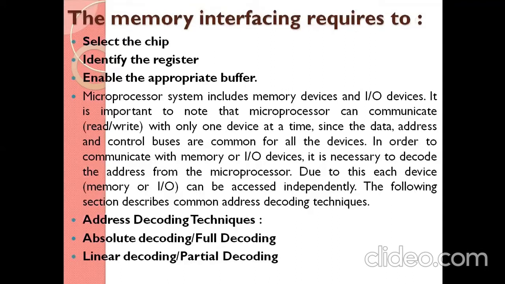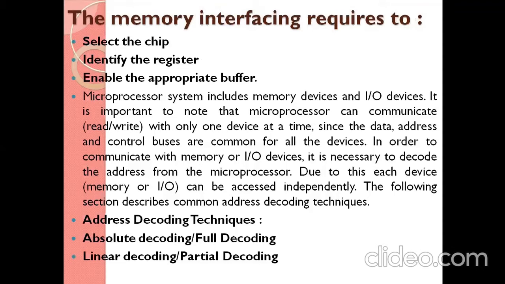Memory interfacing requires, first, to select the chip. Second, to identify the registers. Third, to enable the appropriate buffer. If I want to select the RAM, first you have to select that particular chip. After that, the particular memory location is selected. After that, you have to enable the buffer.